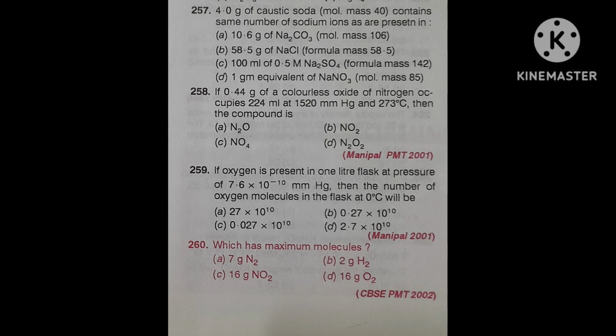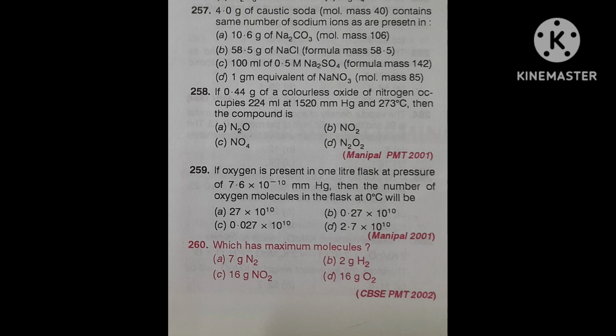Now the next question I am reading. Question number 258. If 0.44 gram of a colorless oxide of nitrogen occupies 224 ml at 1520 mmHg and 273 degree Celsius, then the compound is: first option N2O, second option NO2, third option NO4, fourth option N2O2. Again, one more time I am reading the question.